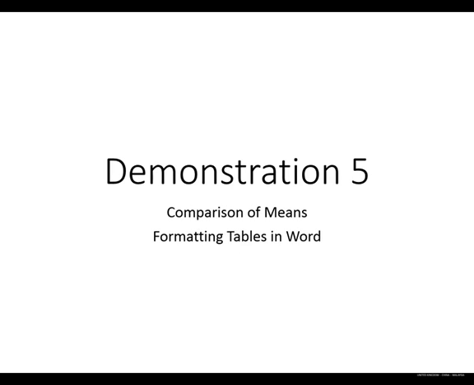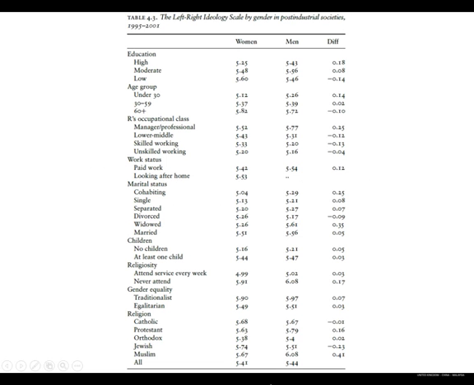Welcome back to demonstration 5. This week we are looking at comparison of means and formatting tables in Word. This is the table that we are going to try to recreate this week. It comes from Engelhardt and Norris's 2003 book Rising Tide: Gender Equality and Cultural Change Around the World.